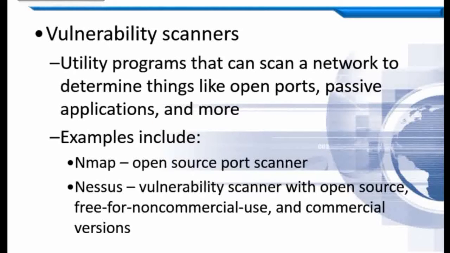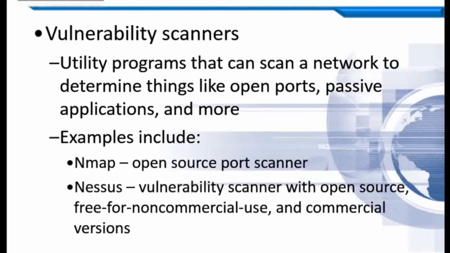Next is vulnerability scanners. Programs like Nmap and Nessus are utilities. They're little programs that can scan a network to determine things like open ports or passive applications. Nmap is an open source port scanner, and Nessus is a popular open source vulnerability scanner. However, it does have some commercial variation.